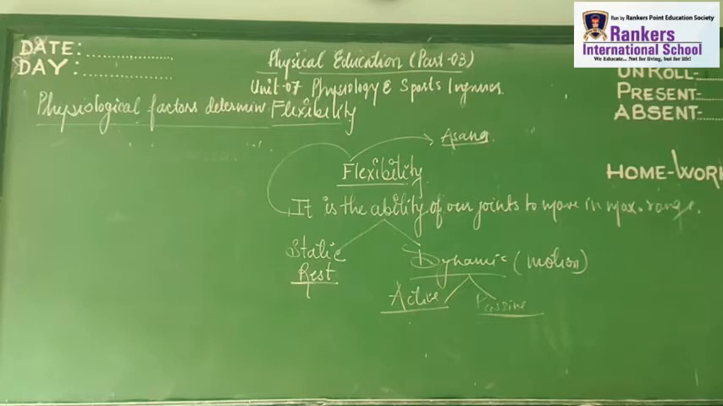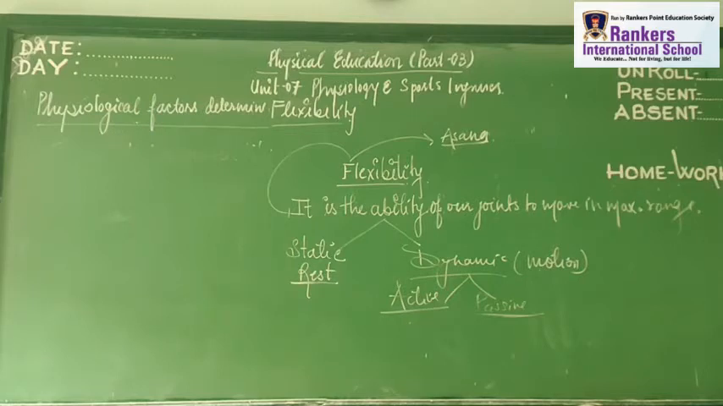Flexibility is the ability of our joints to move in maximum range. Flexibility can be static. Flexibility can be dynamic. If I talk about static, it is at a place, it means we perform the thing at a particular place. When we talk about dynamic, what is dynamic flexibility? When things are in motion, in movement.